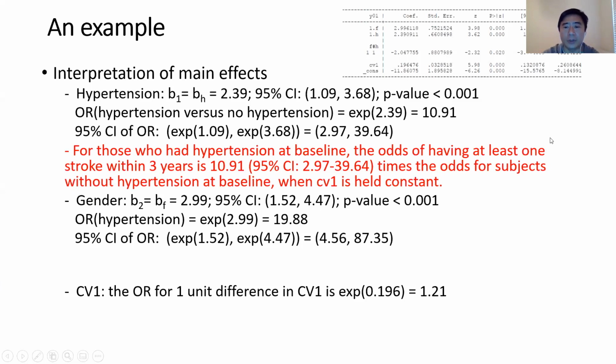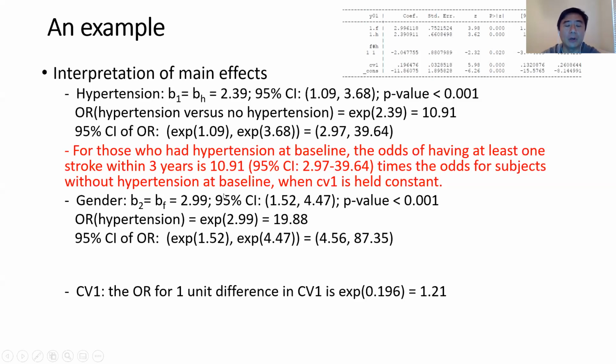Okay, so here's the interpretation before we go into gender. We want to interpret that specific value, B1. For those who had hypertension at baseline, the odds of having at least one stroke within 3 years is 10.91 times, with 95% confidence interval from 2.97 to 39.64, the odds for subjects without hypertension at baseline when the covariate CV1 is held constant in the model. So that's the interpretation for the effect of hypertension. That's the main exposure.